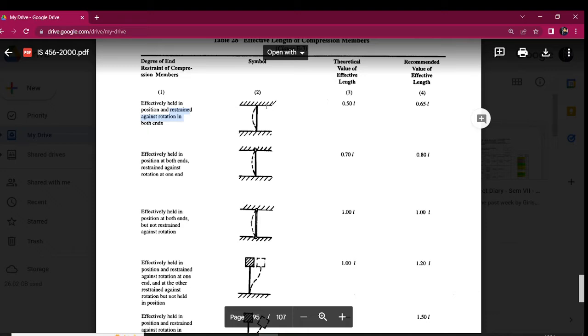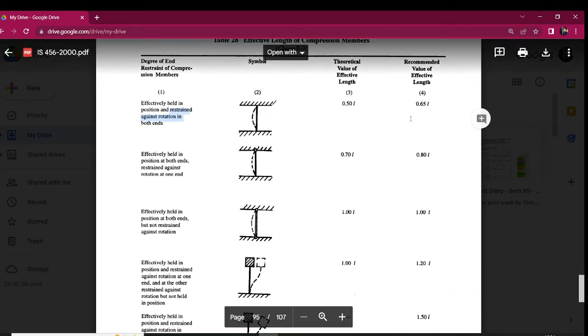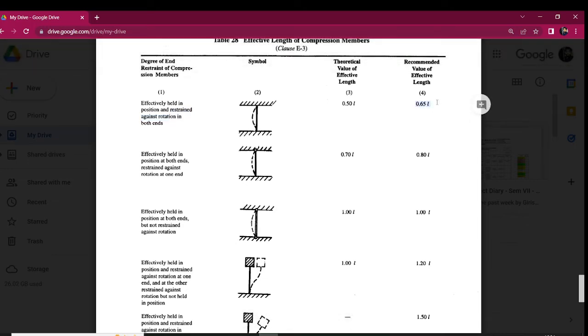Okay, so here both the ends are fixed. When this condition is there, then the effective length of the column equals 0.65 L, where L is the unsupported length.